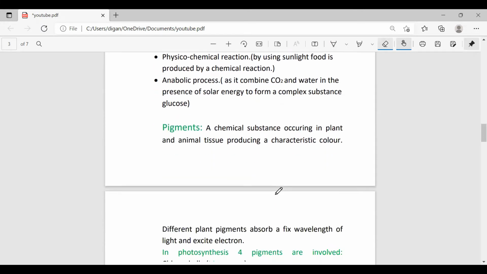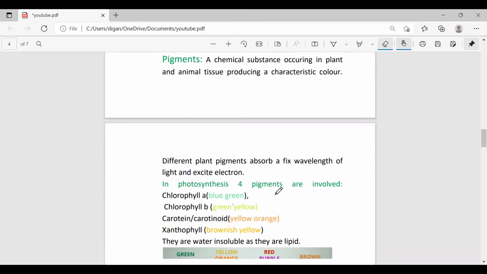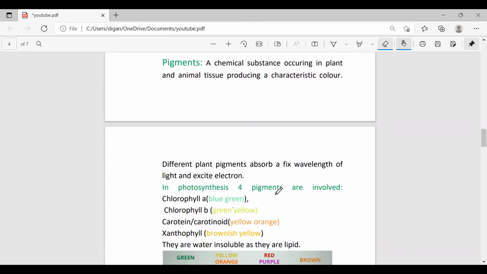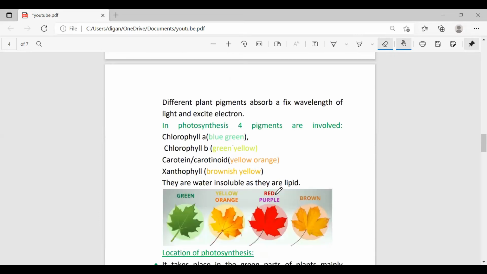Next, go to another important topic, that is pigments. These are the important chemical substances which trap the light energy for the process of photosynthesis. If a question comes, what is a pigment? You have to write: a chemical substance occurring in plant and animal tissue producing a characteristic color. Different plant pigments absorb a fixed wavelength of light and excite electrons.